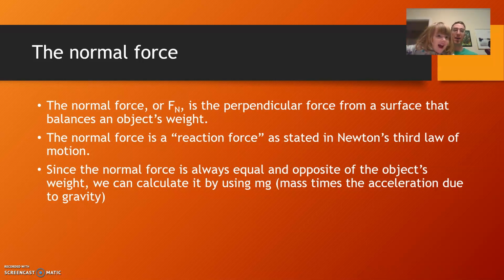Yeah, say hi. Hi. All right, so the normal force, or Fn, is the perpendicular force from a surface, like perpendicular, 90 degrees, that balances an object's weight. So if you're sitting in a chair right now, then the normal force is the chair pushing back up on you with your weight pushing down.